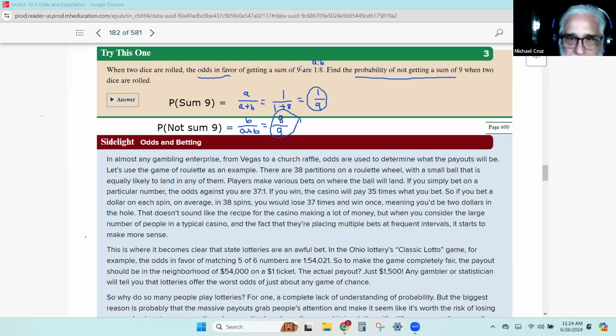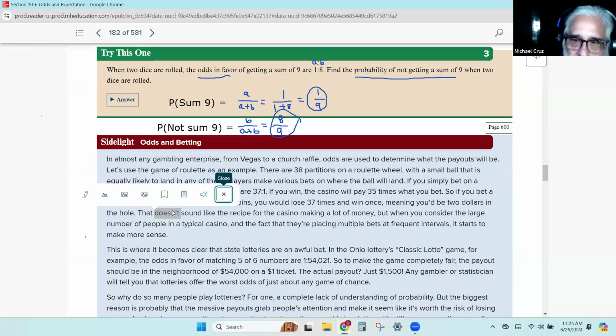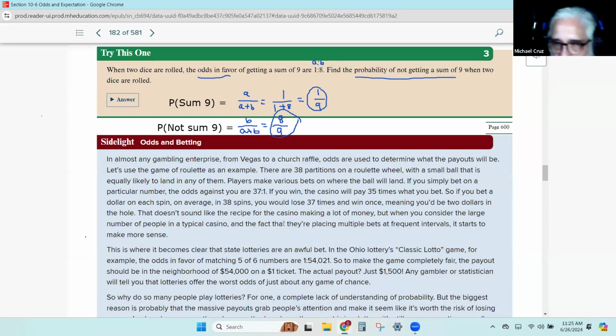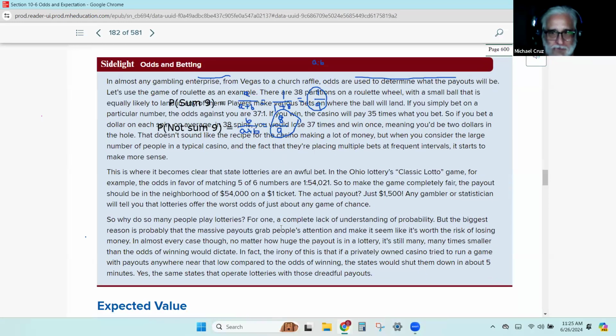Oh, and this is interesting if you want to read it. It's not really necessary for the class, but it just talks about how lotteries, and not just lotteries, but any kind of gambling, you've got to watch what the payout is. And they give you two scenarios, one with roulette and the other with the state lottery.